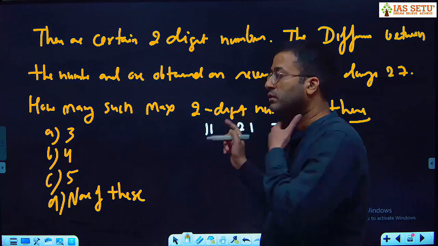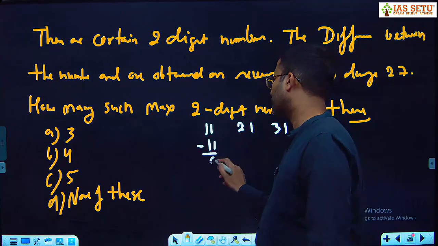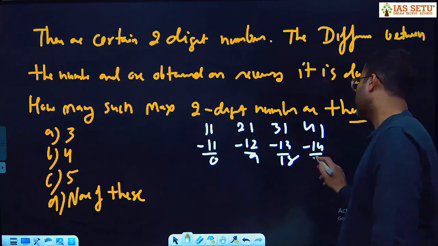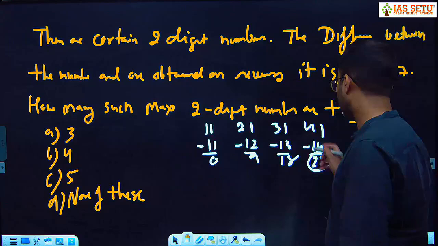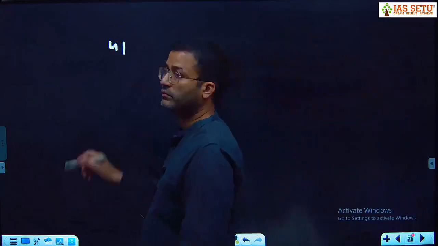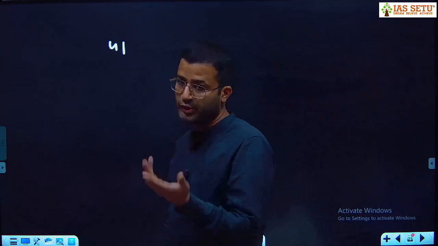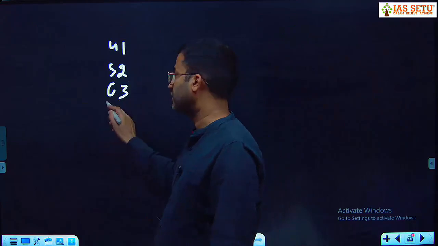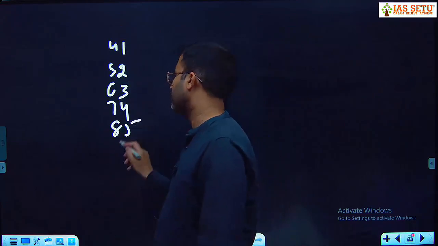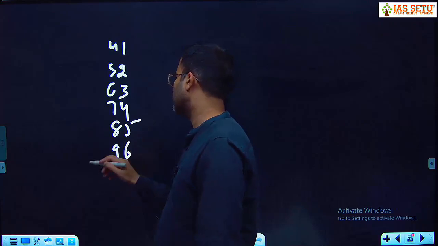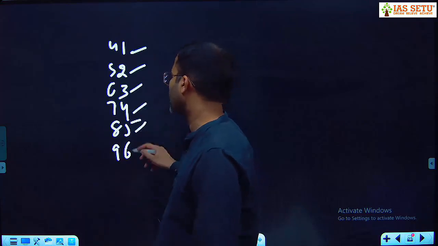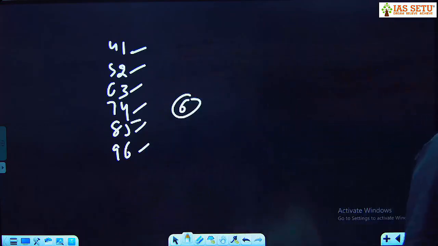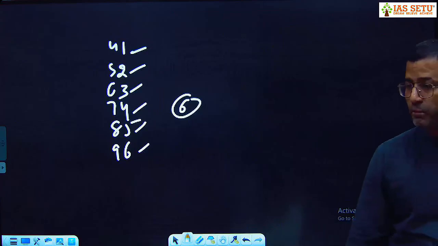ऑनलाइन वाले स्टूडेंट के लिए, if you reverse, difference is 0, if you reverse, difference 9, difference 18, difference 27. So first number is 41, which will help you. After that you have to go diagonally. I told you, you have to add 11, 11: next number 52, 63, 74, 85, 96. 1, 2, 3, 4, 5, 6. So your answer options given 3, 4, 5, none of this. Correct answer here is none of this. Clear?